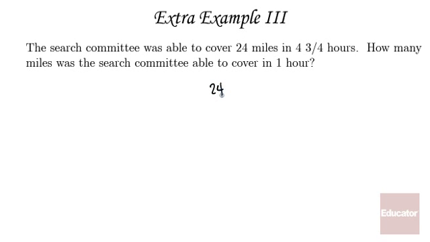So if I want to find 24 miles covered in 4 3/4 hours and change that into 1 hour, I'm basically finding a unit rate. So I'm going to divide 24 by 4 3/4. That will get me down to 1 hour rather than the 4 3/4 hours. So 24 as a fraction is 24 over 1. I'm going to change this into a fraction. 4 times 4 is 16, plus 3 is 19 over 4.